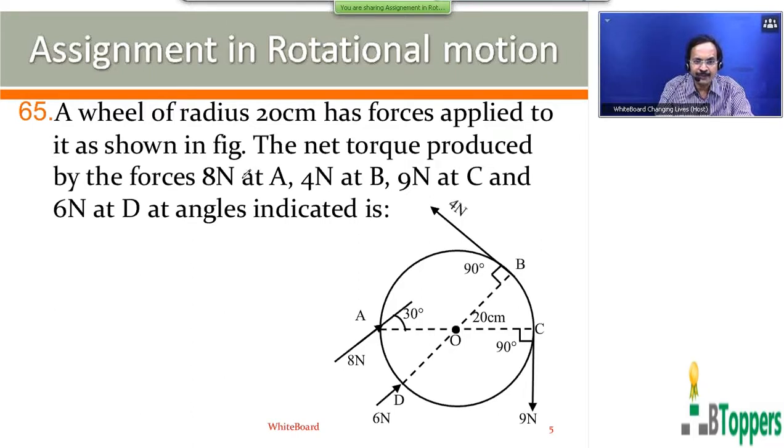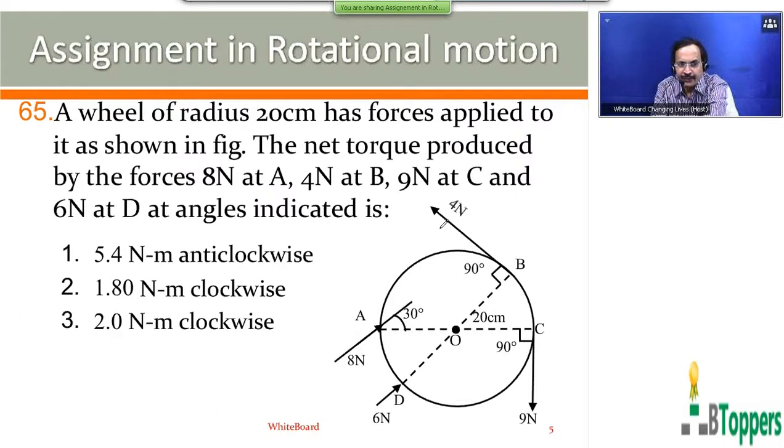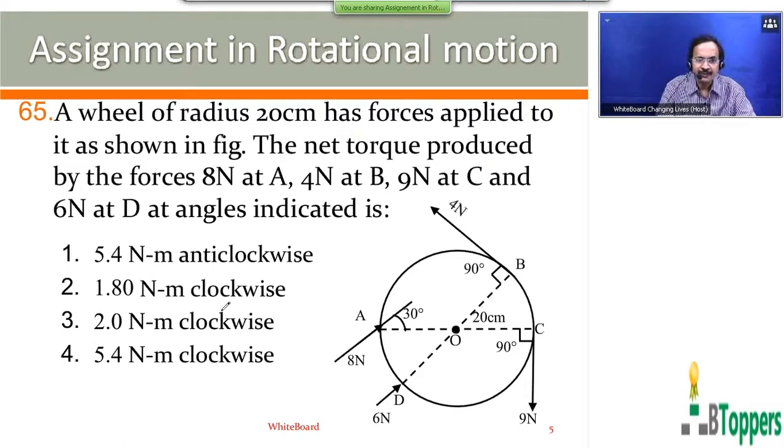The net torque produced by the forces 8 Newton at A, 4 Newton at B, 9 Newton at C and 6 Newton at D at the angles indicated is. I have shown the 4 options on the screen. First option 5.4 Newton meter anti-clockwise. Second option 1.80 Newton meter clockwise. Third option 2.0 Newton meter clockwise. Fourth option 5.4 Newton meter clockwise. Take a pause and try this question.